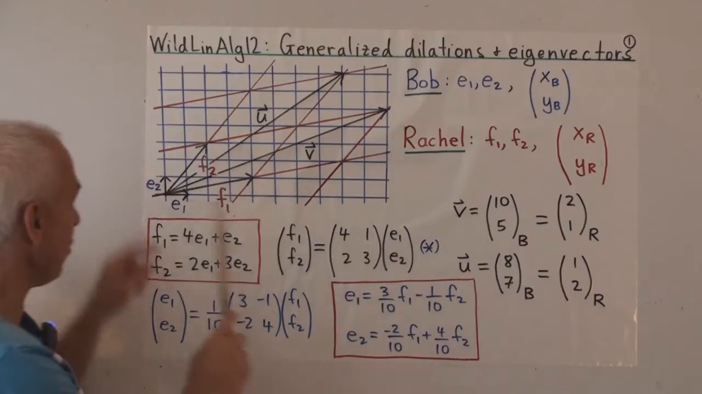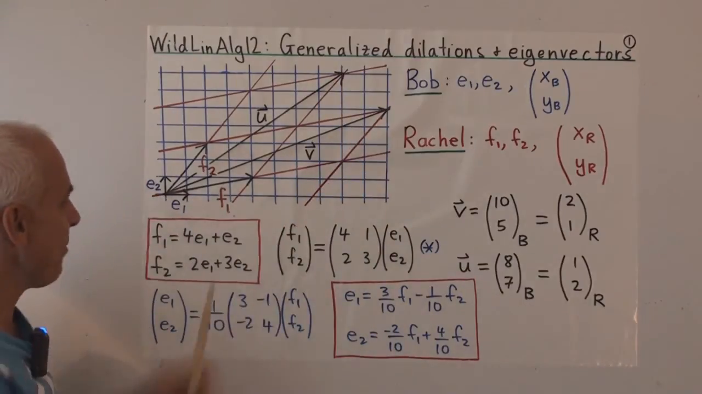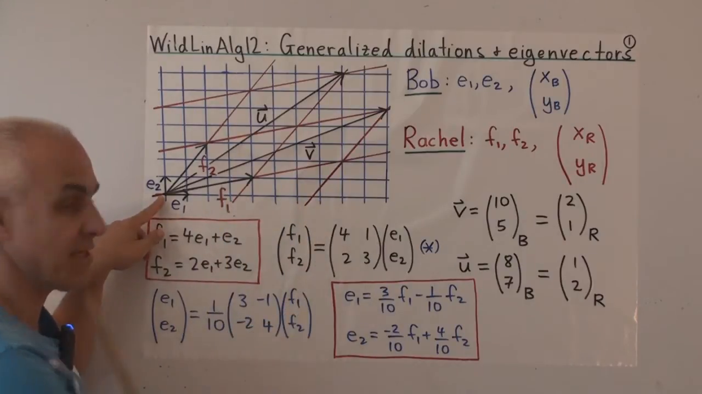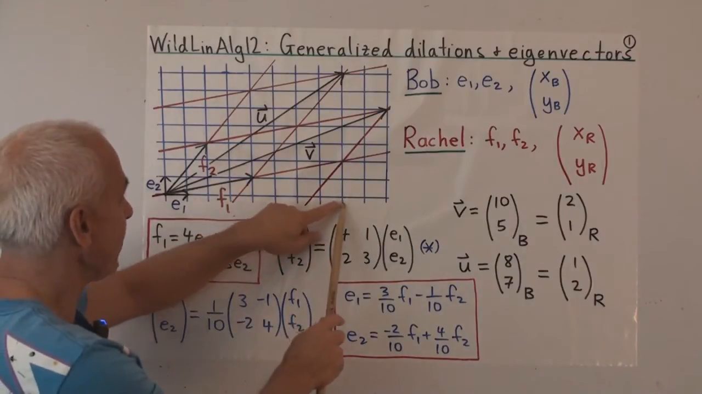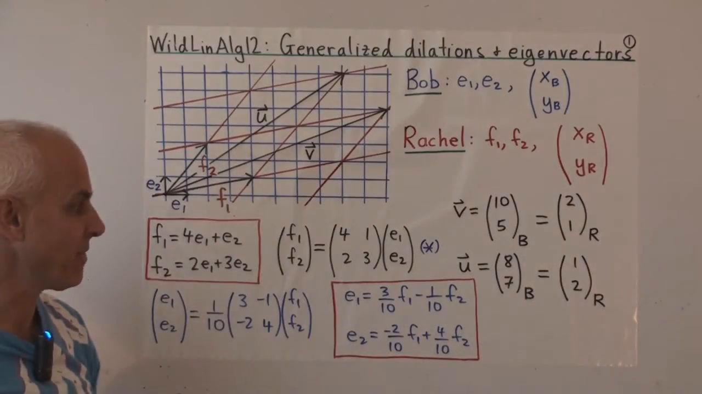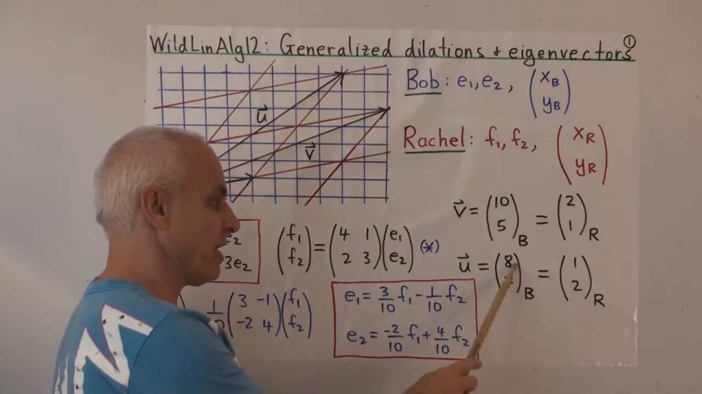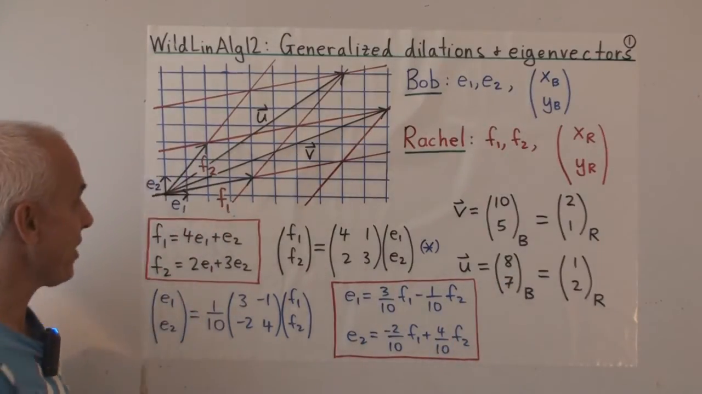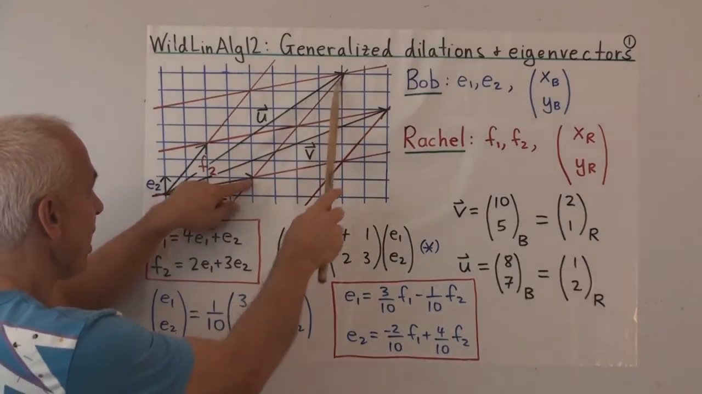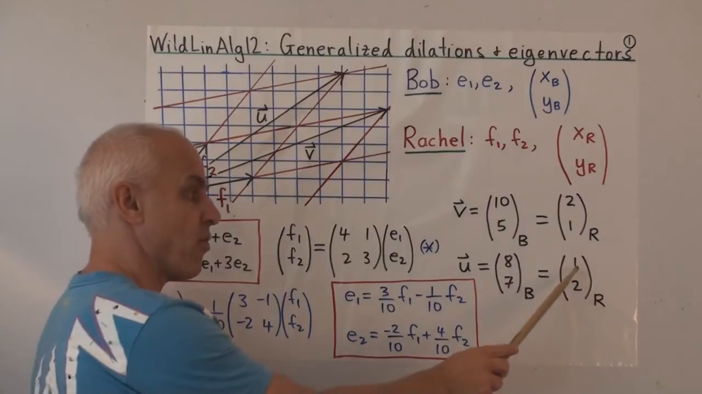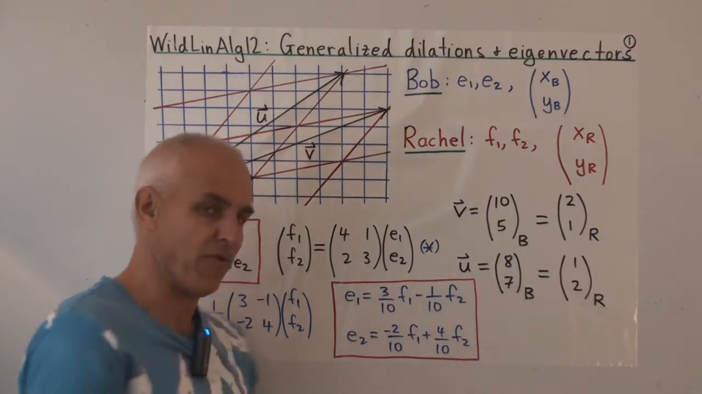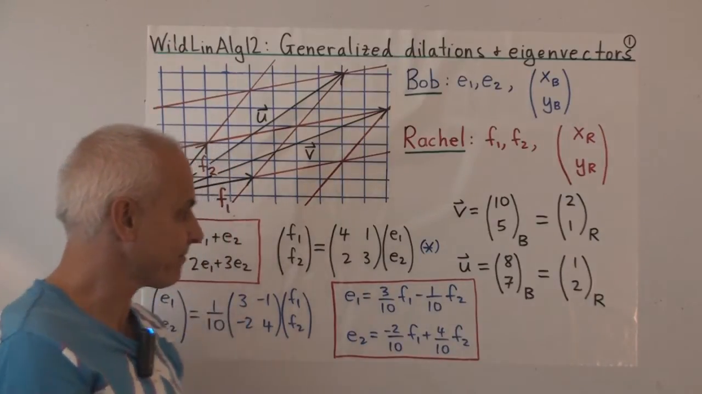Suppose we consider the vector u, which is from here to here. Bob would measure that as 8 in the e1 direction and 7 in the e2 direction. So he would represent it by the vector 8, 7. On the other hand, Rachel would represent that as 1 times f1 plus 2 times f2, so she'd represent it by the coordinate vector 1, 2. So dividing by 5 is not how we go from here to here. It's a little bit more subtle.